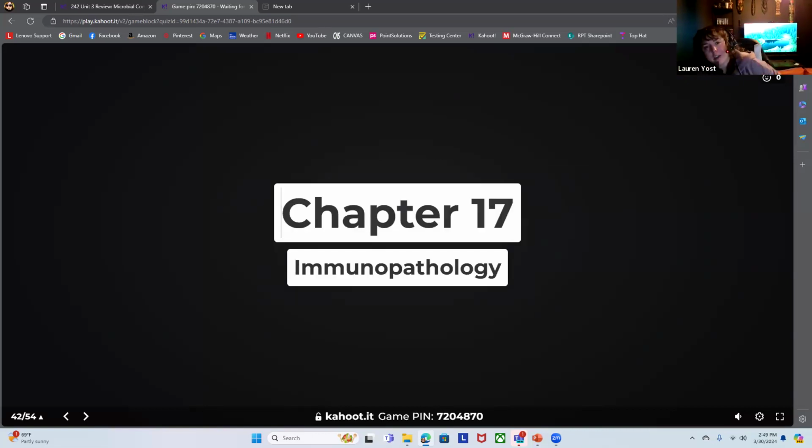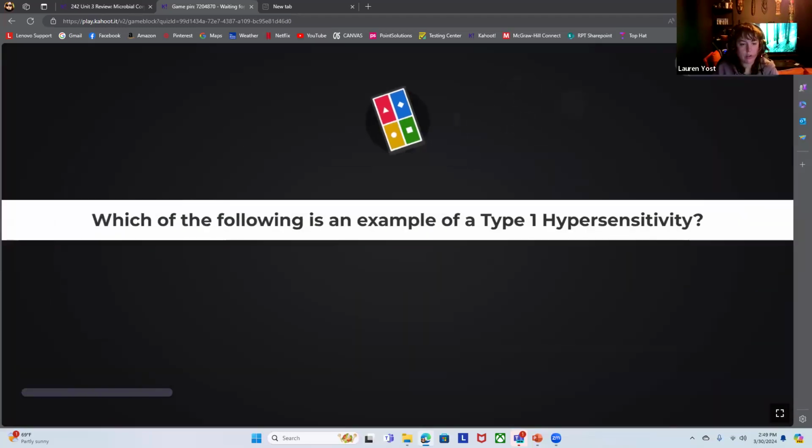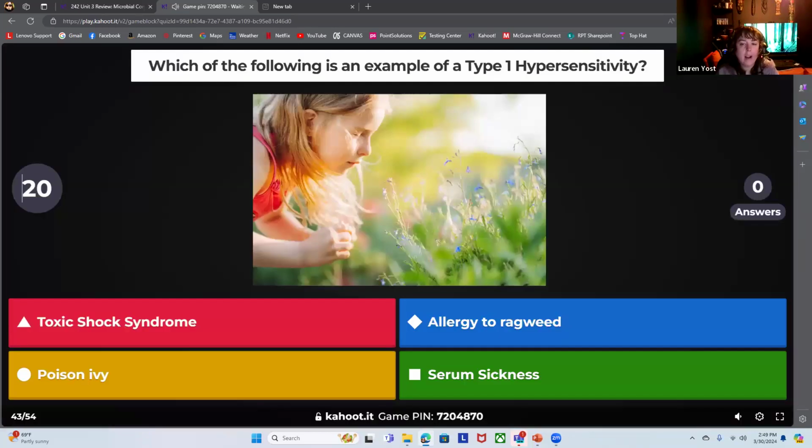Moving on to chapter 17. This is immunopathology. So basically looking into when you have diseases of the immune system, diseases when it's not supposed to be reacting the way that it's reacting. So, which of the following is an example of a type 1 hypersensitivity?